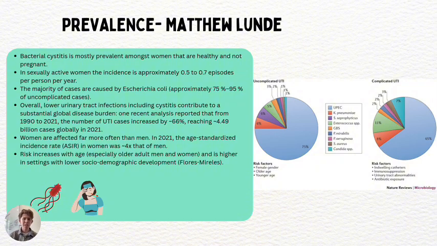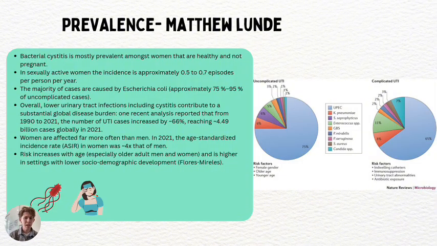Overall, lower urinary tract infections, including cystitis, contribute to a substantial global disease burden. One recent analysis reported that from 1990 to 2021, the number of UTI cases increased by about 66%, reaching about 4.49 billion cases globally in 2021. Women are far more often affected than men.